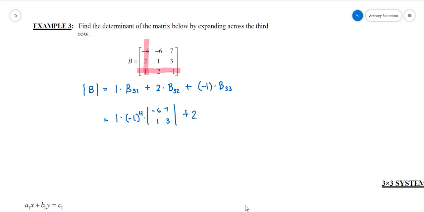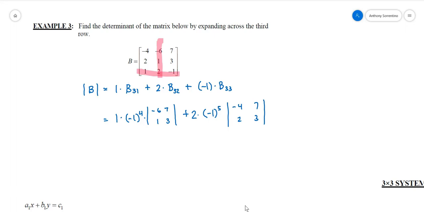plus 2 times negative 1 to the fifth power, 3 and 2. And now when I look to eliminate my matrix, I'm still expanding across this row, so now I'm just going to be eliminating this column. So the matrix I'm going to have to find the determinant of there is going to be negative 4, 2, 7, 3. Got a little hog wild with writing that as long as I did.